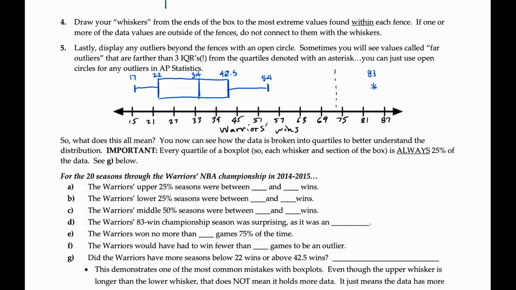Take a moment, and hopefully you said 42.5 and 83 wins, because that is the third quartile to the maximum. That's the upper 25%. Remember, third quartile means the 75th percentile. So the upper 25% starts at your 75th percentile there. So I think you can answer B now without any trouble, and C. Why don't you do that?